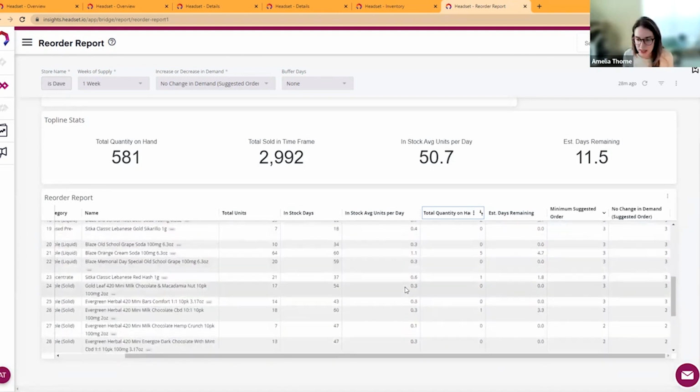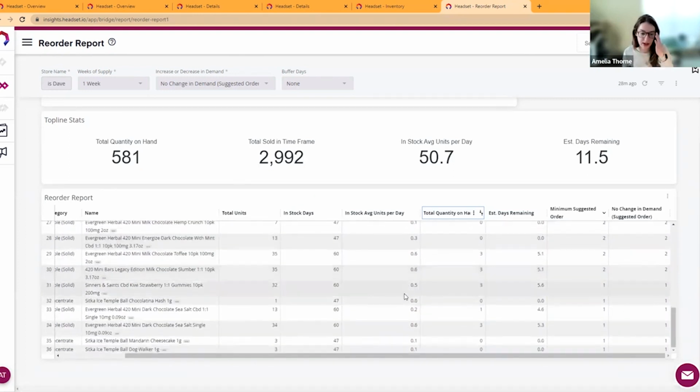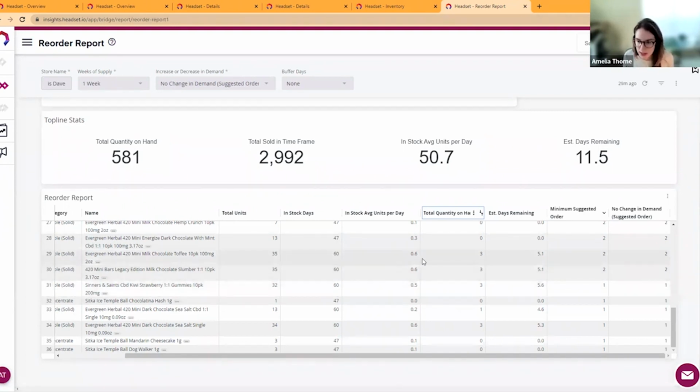A less straightforward example, and one that you might want to take with a grain of salt or investigate a little bit further. Maybe we look at this 420 mini milk chocolate toffee. We've sold 35 units in the last 60 days. It's been in stock 100% of the time. We only have 3 left.